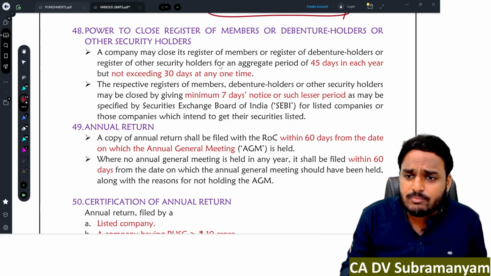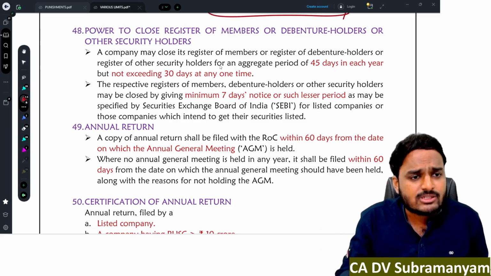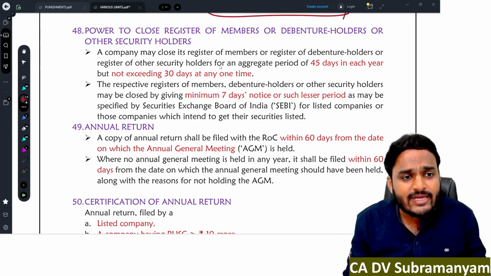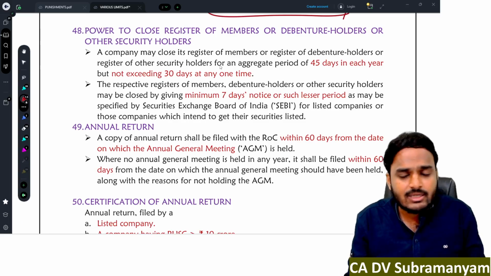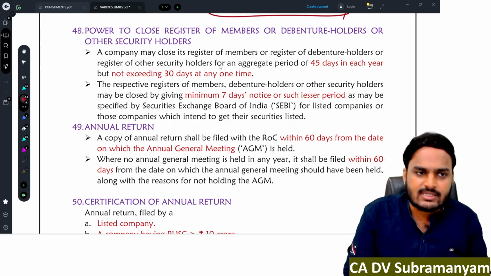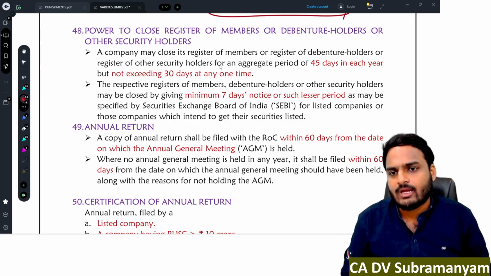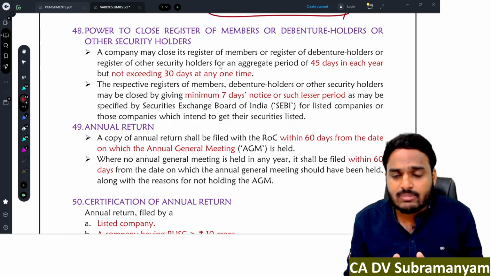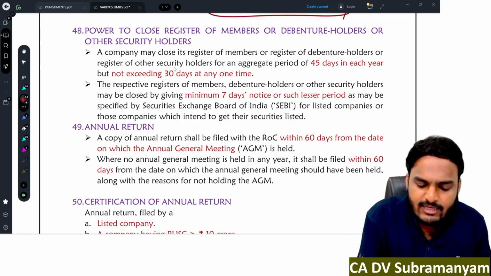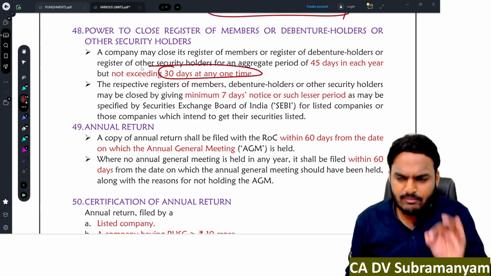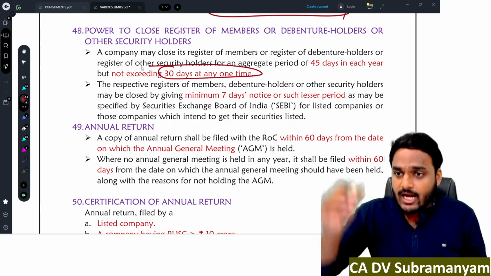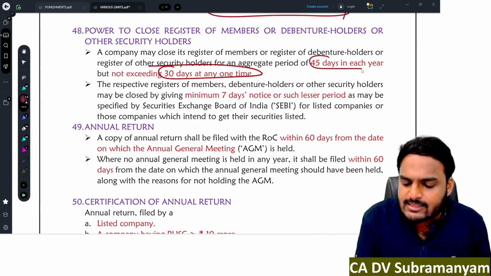Now, who is the eligible person to get the dividend? Who is the eligible person to get bonus shares? So for identifying eligible persons, companies will temporarily close registers. That means the company will not update the register during the closure period. The closure period can be a maximum of 30 days at one point of time, and throughout the year it shall not exceed 45 days.